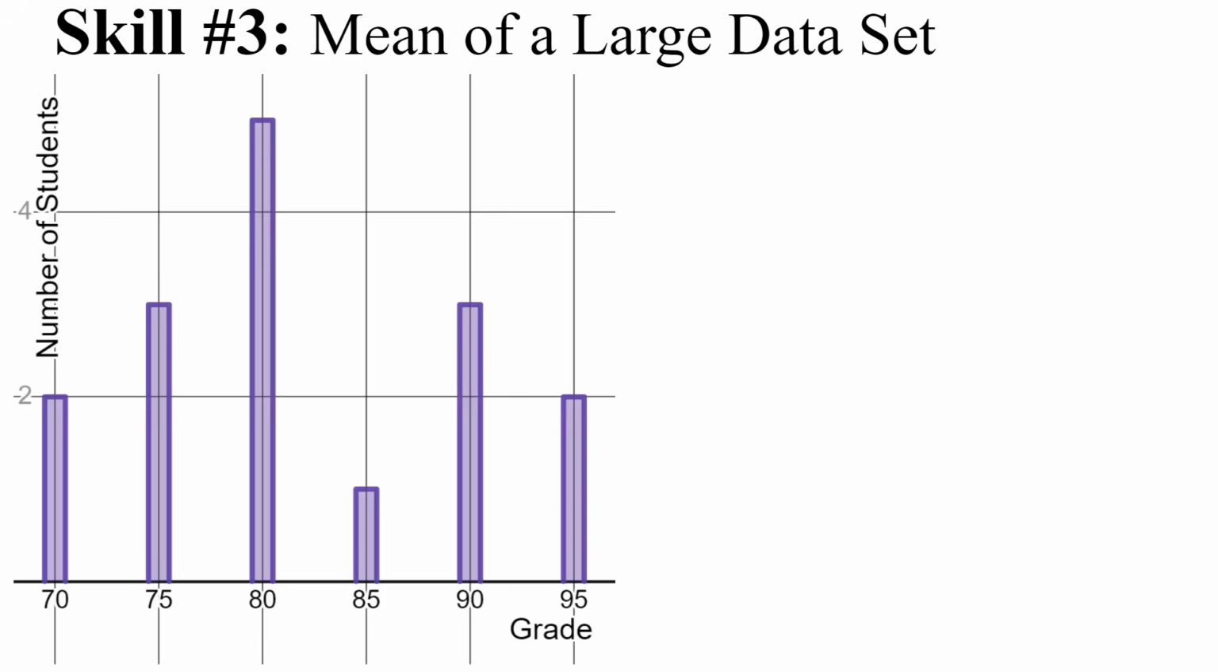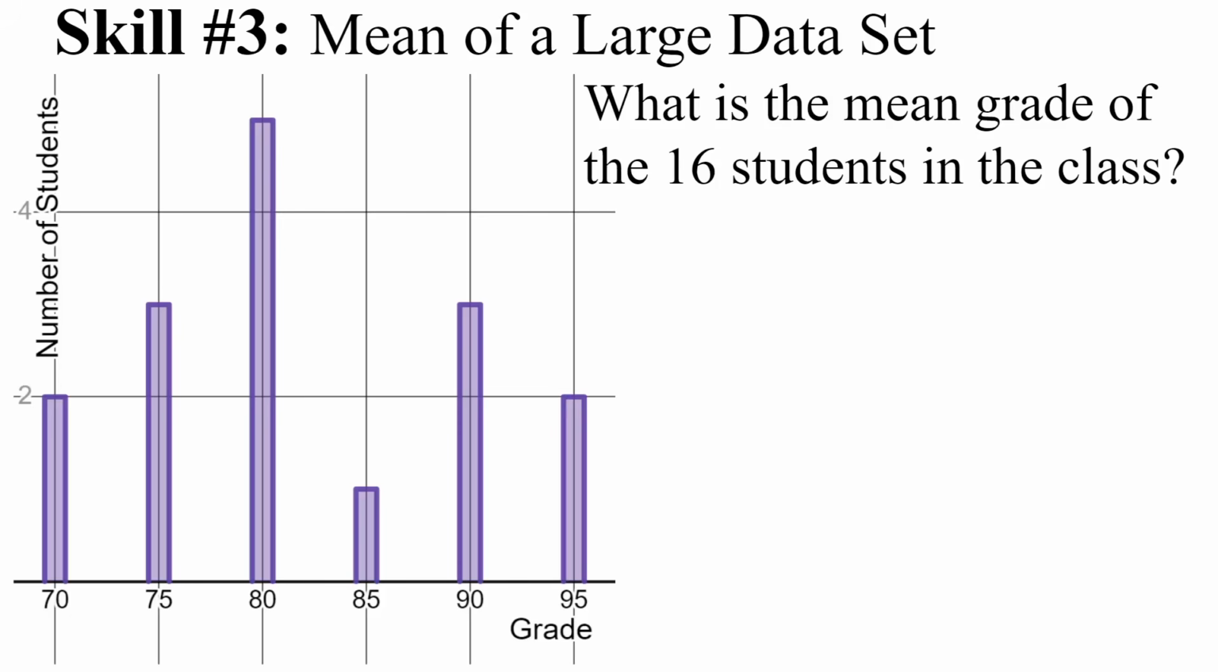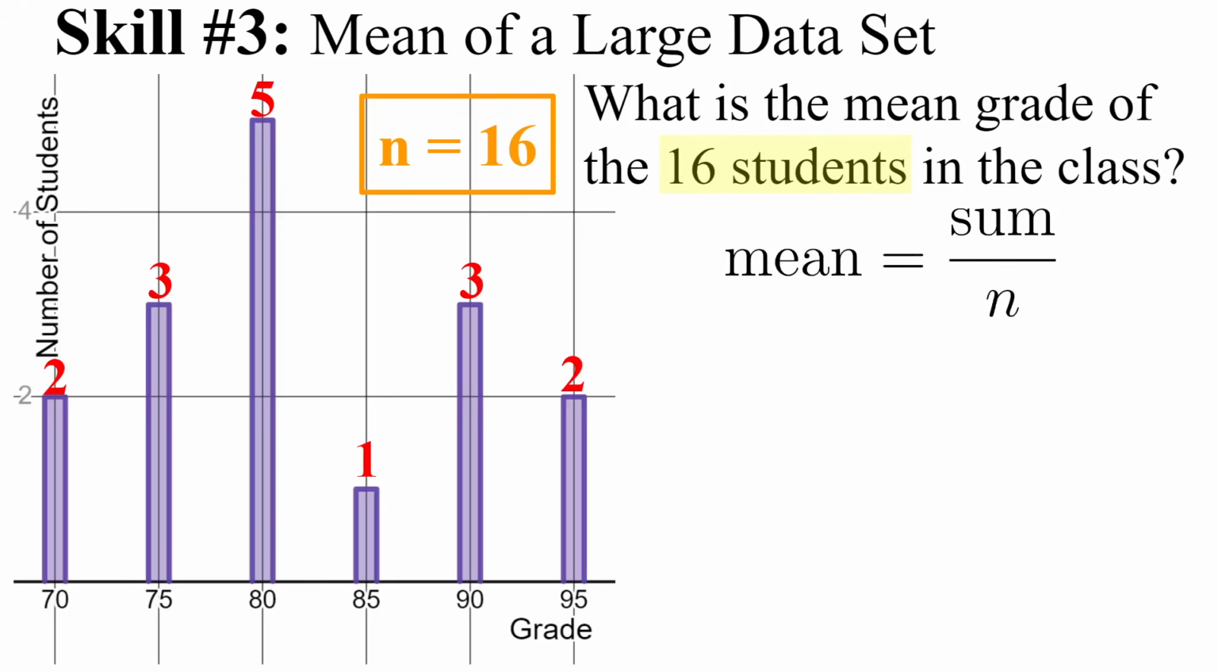Okay, so skill number 3, mean of a large data set. Oftentimes in the question, not always, but a lot of the time, they'll tell you the sample size. So do you see how it says 16 students? We didn't need to go and add up all those red numbers. We could just write down, okay, n is 16 because they told us. So if you notice that, that'll save you some time. Anyway, so mean is sum over n. So n is 16. That part's easy.